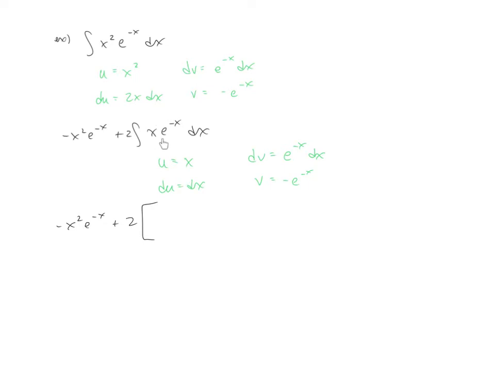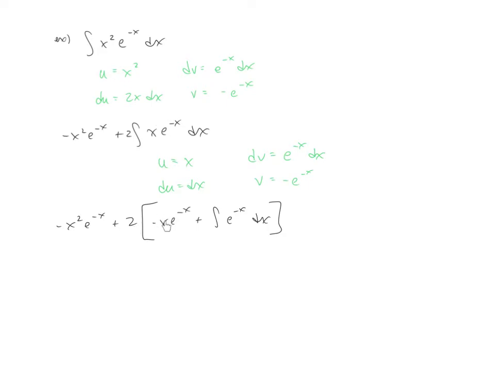So as I expand this guy out using our by parts, we have our uv. So that's going to be negative x e to the negative x minus the integral of v du. So we'll have a plus integral e to the negative x dx. And those brackets are there because of this 2 that I'm going to have to distribute.